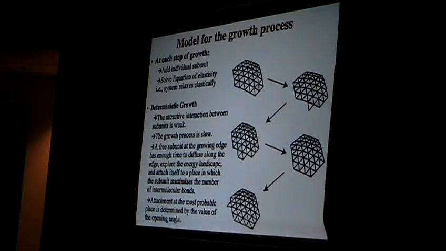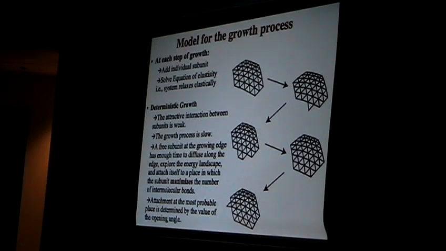So we started adding the triangles one by one, so the attractive interaction between these subunits is weak. We assume that each triangle has enough time to move around, to diffuse, and find the place where it maximizes the number of intermolecular bonds. But this is a deterministic world. It means that it moves around and finds the place that minimizes the energy.